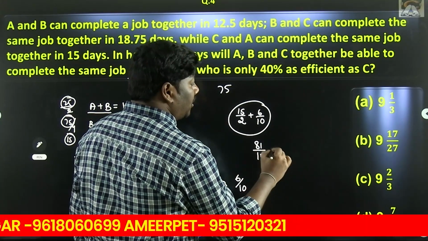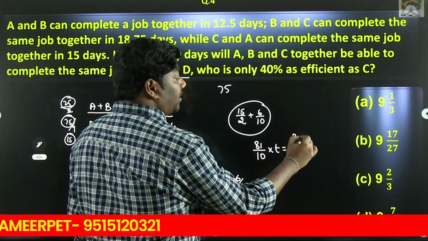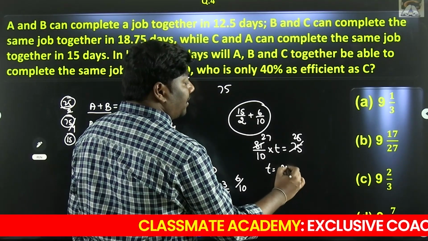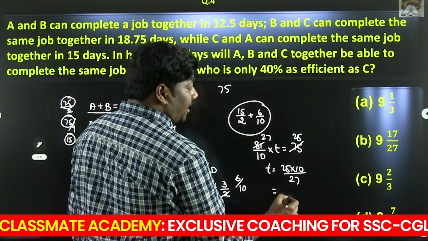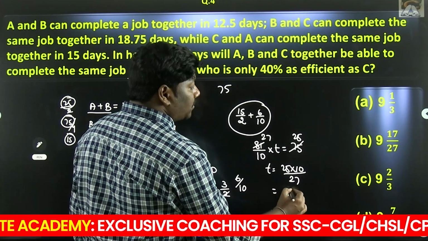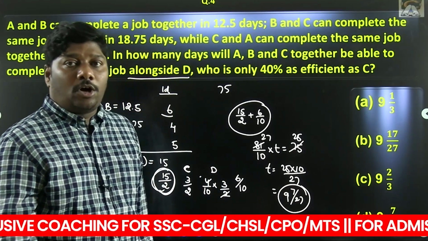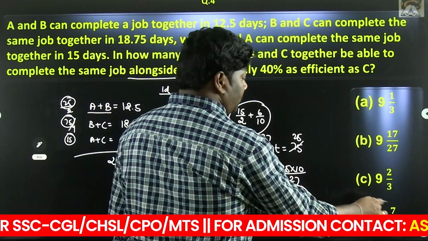81 by 10 into how many days? It will do 75. So T is equal to 75 into 10 by 81, which is 250 by 27. 27 nines are 243. Remaining is what? 7 divided by 27. So how many days will it take? 9 7 by 27 days.